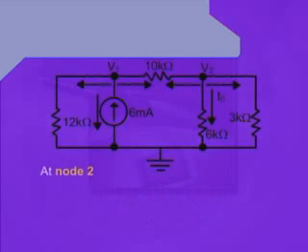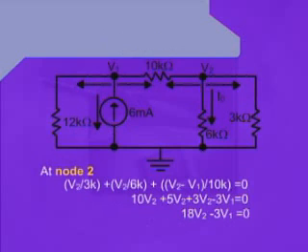360. At node 2, we can write V2 divided by 3K plus V2 divided by 6K plus V2 minus V1 divided by 10K equals 0. Rearranging it, we can write 10V2 plus 5V2 plus 3V2 minus 3V1 equals 0. This will give us 18V2 minus 3V1 is equal to 0.